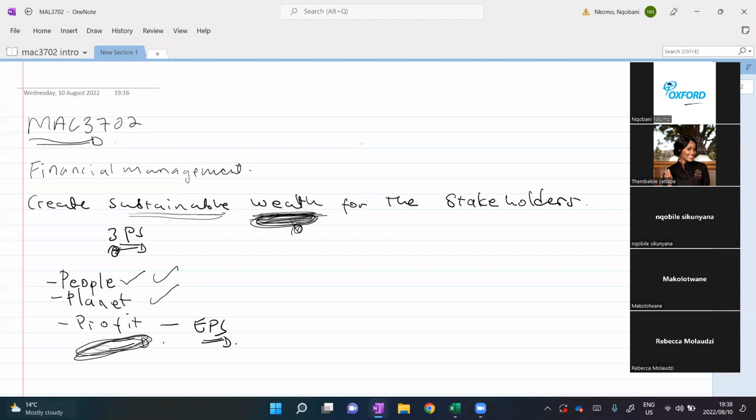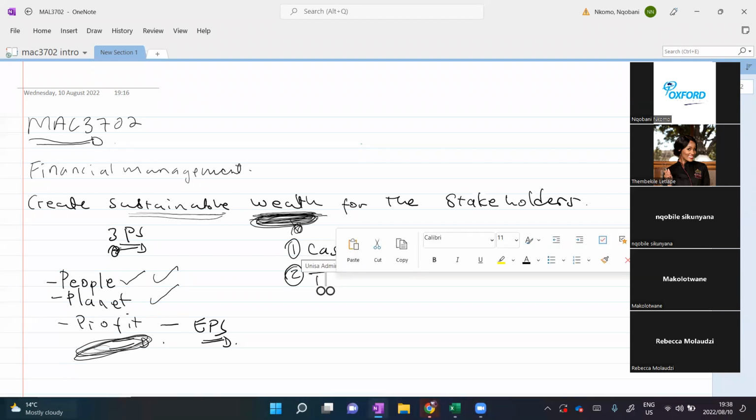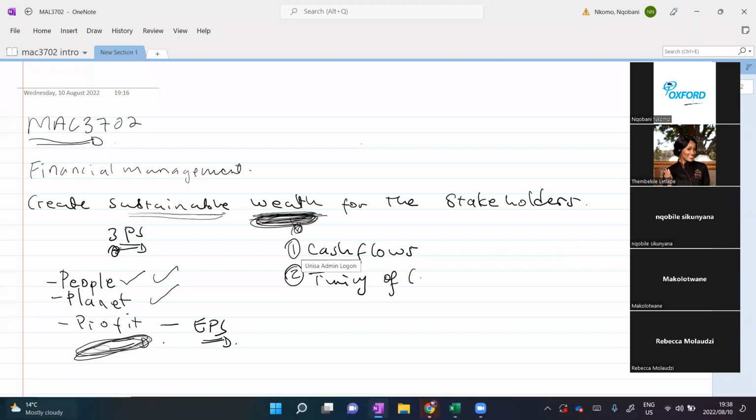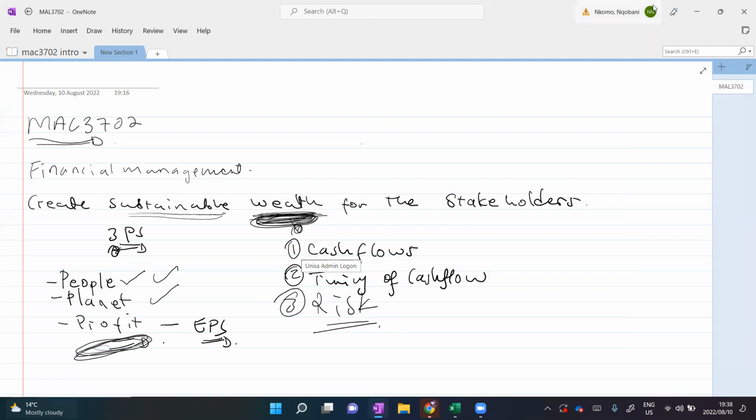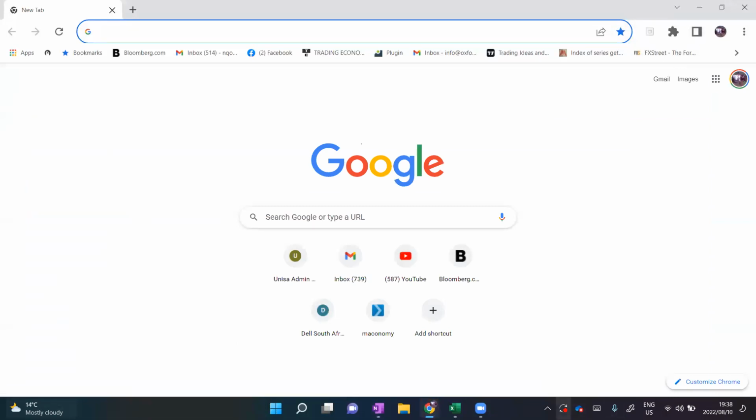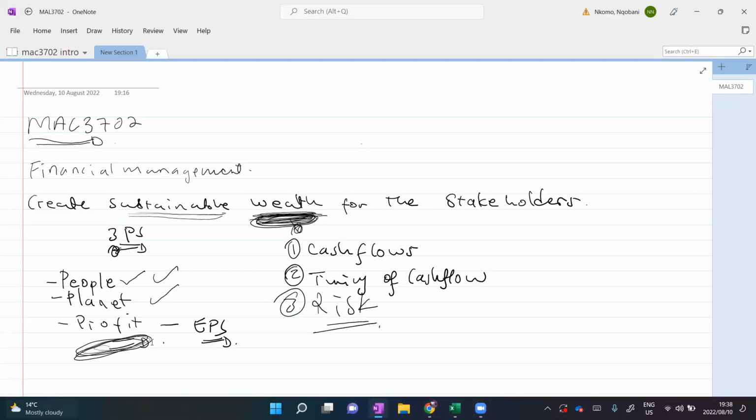Why? Because wealth takes into account, number one, the cash flows. Number two, you are also going to look at the timing of the cash flows. And then the third one will be the risk. So you see that there is a difference between profit maximization and wealth.